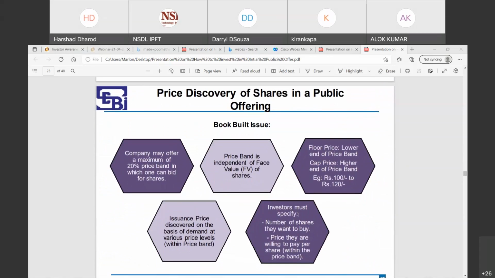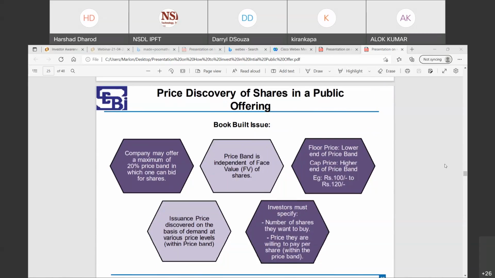Now, price discovery in book building. The company may offer a maximum 20% price band, within which one can bid. In the example I gave, like 100 to 105, the maximum it can be is 100 to 120. It would be a price band, and at each price point you have the option to bid.